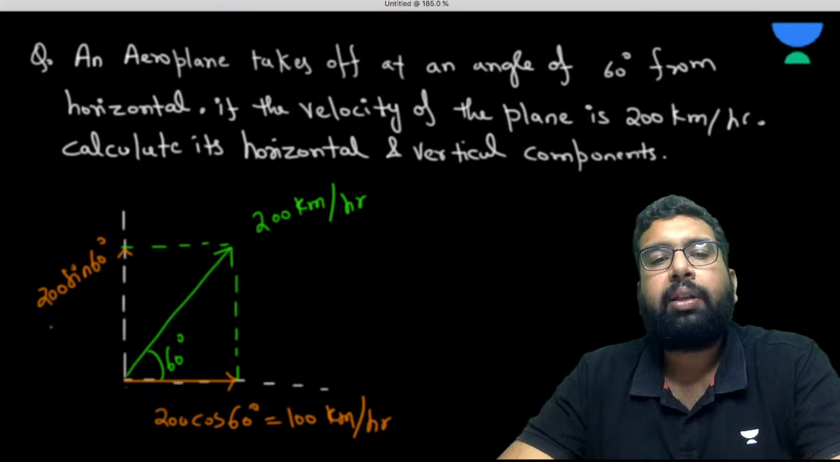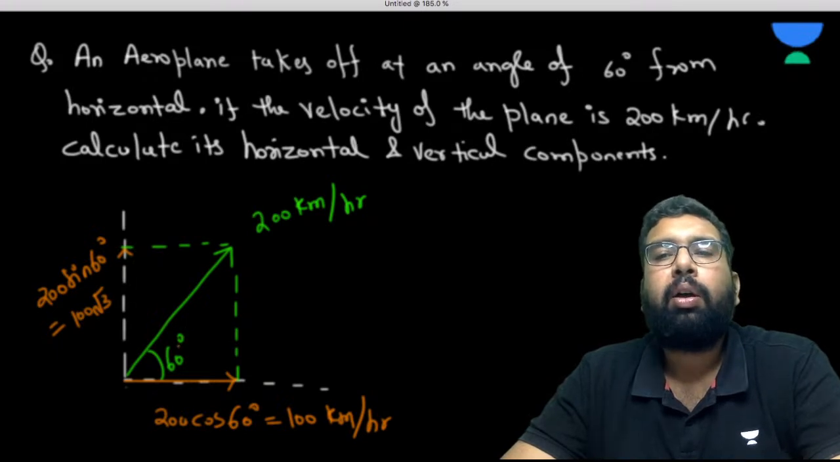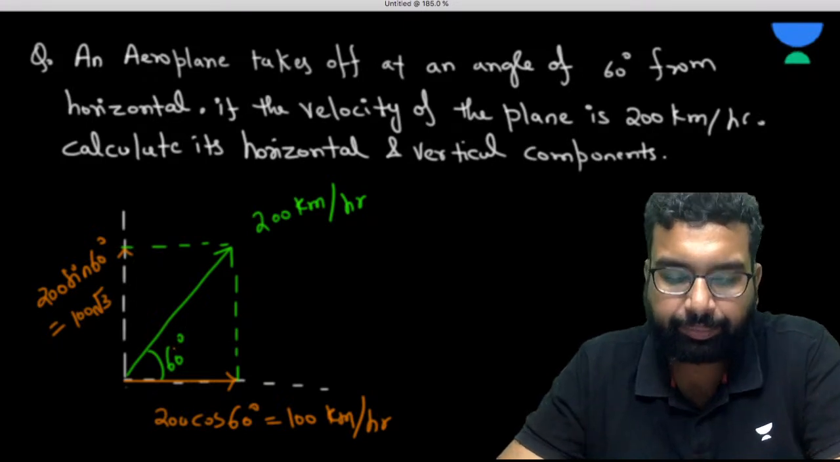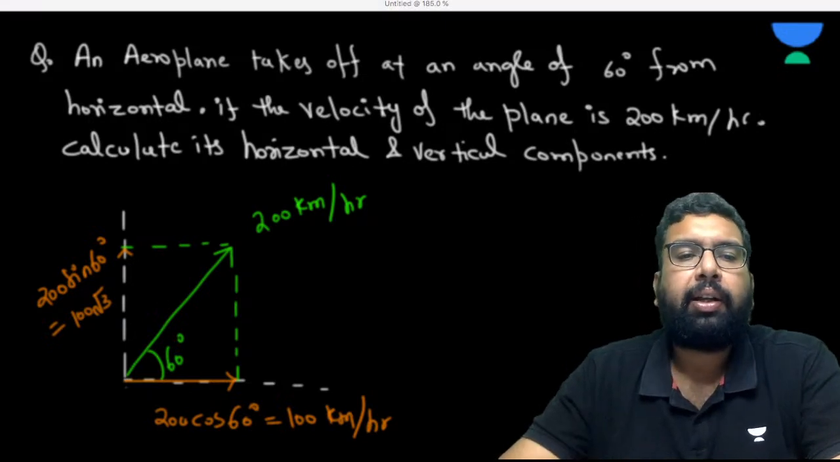Now 200 sine 60 degrees, that means 200 into root 3 by 2. So it will become 100 root 3. That is somewhere near 173 kilometer per hour. Okay, so will you be able to deal with this thing? Yes, sir, definitely, sir. We are very sure that we'll be able to deal with it.